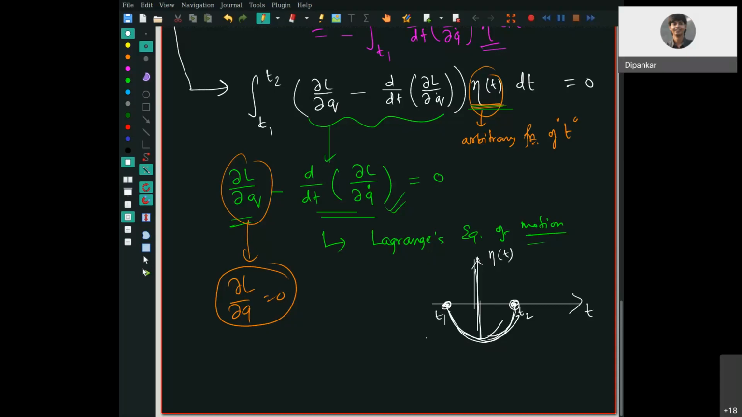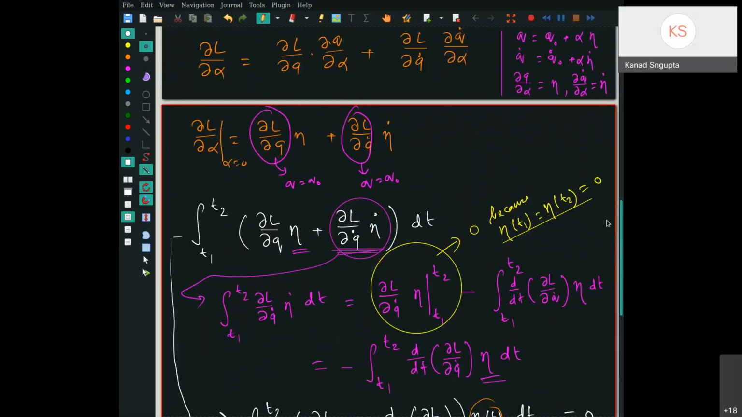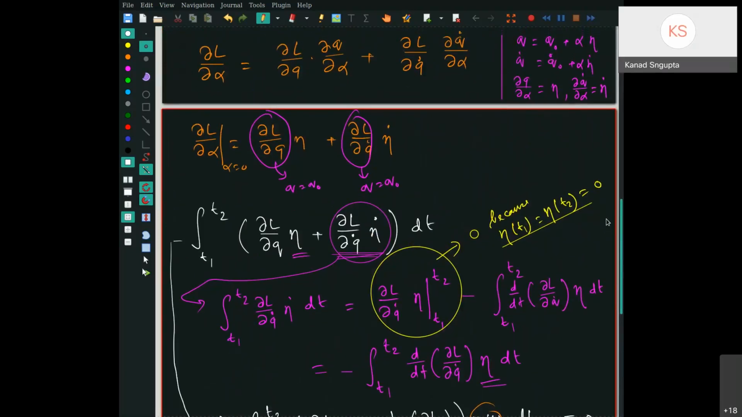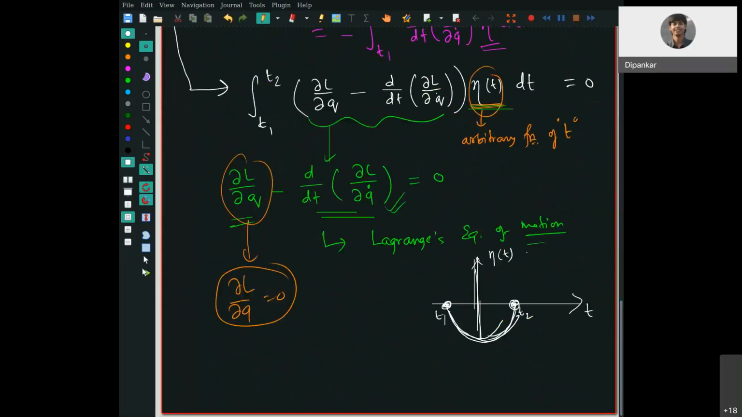Sir, my point is that in between two times T1 and T2, can eta t change its functional form, but the boundary condition remains the same? Yes, of course. Suppose in between T1 and T2, I am choosing two points, T3 and T4. Eta at T3 is some other function, and eta at T4 is some other function. Then this condition also holds.